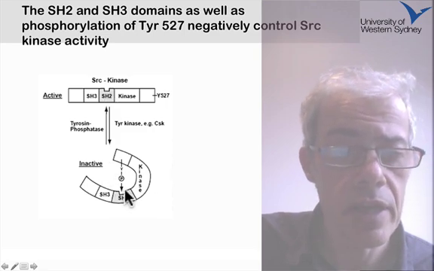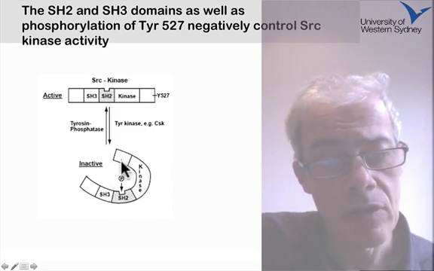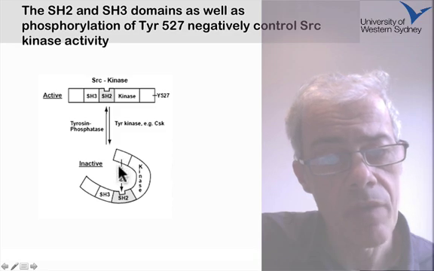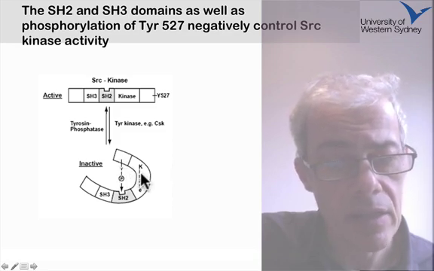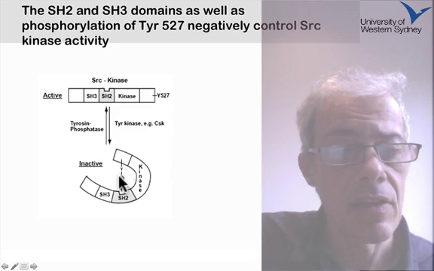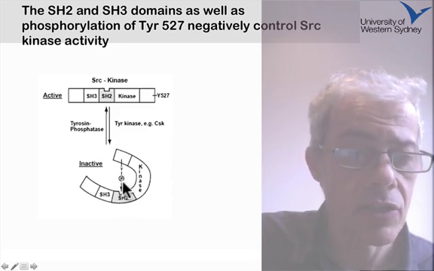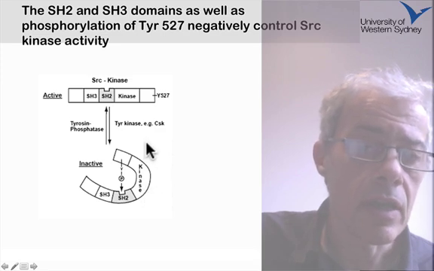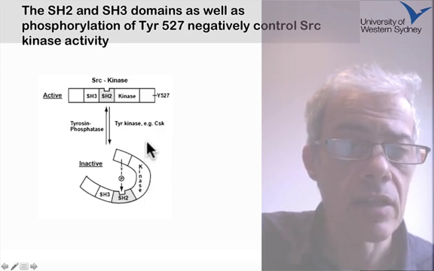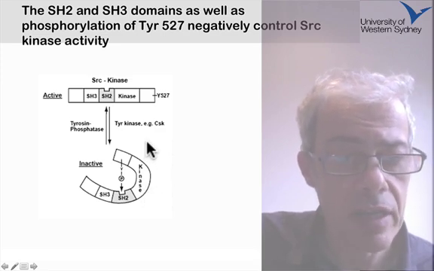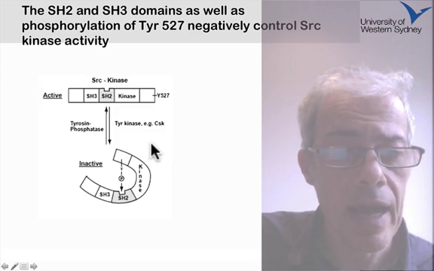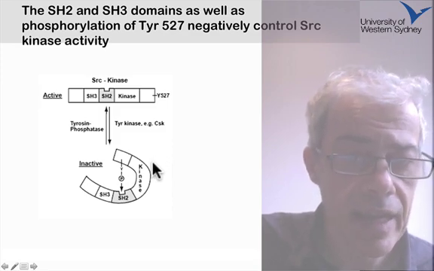So this is shown here, where the tyrosine of the SRC is phosphorylated by a tyrosine kinase, and then the phosphorylated tyrosine is bound by the SH2 domain. So effectively, the SRC kinase protein can auto-regulate itself, and in this form, it's inactive.